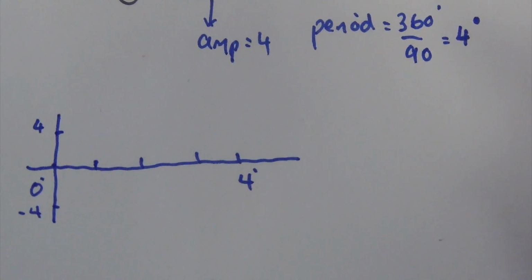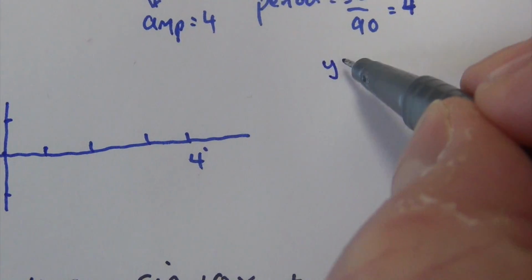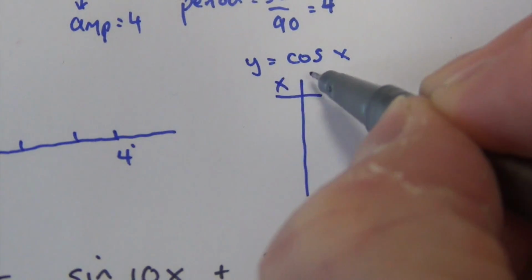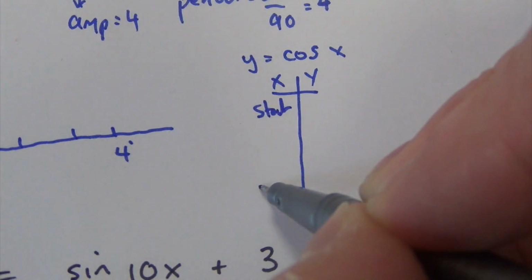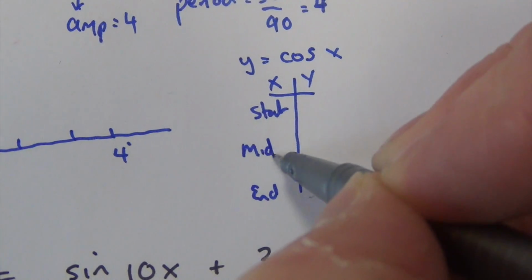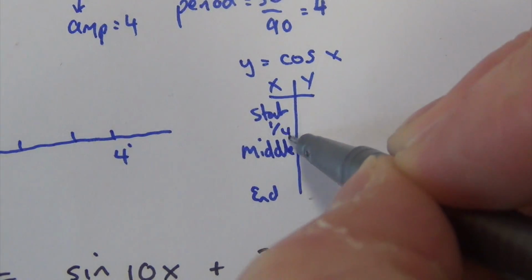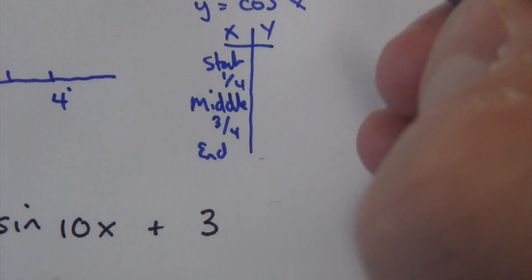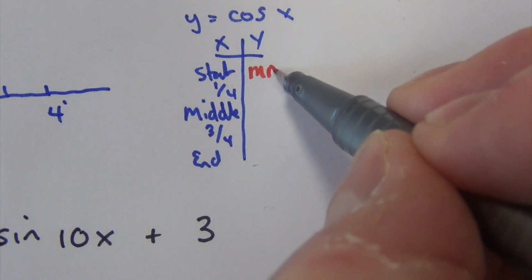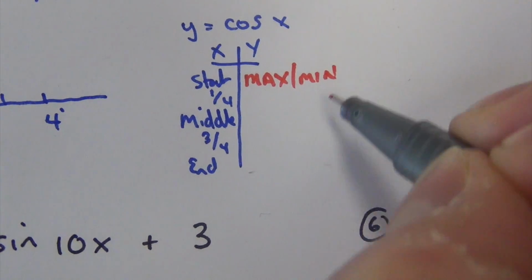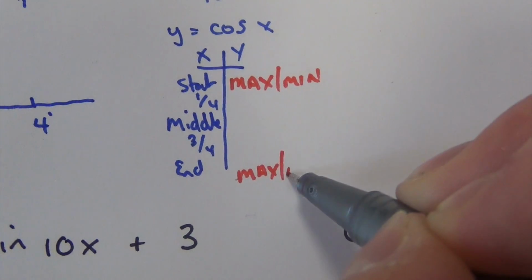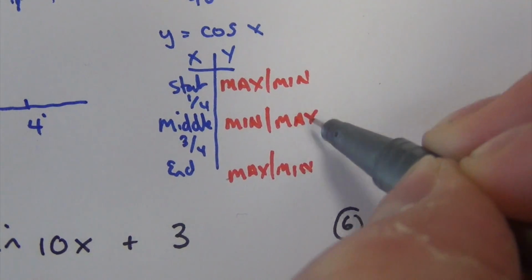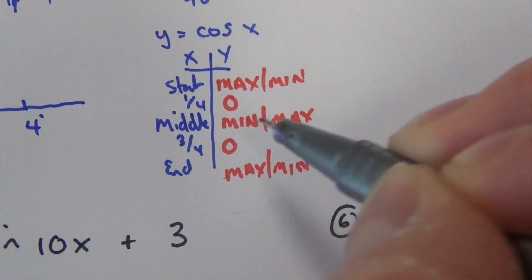So now we need to look at y equals cos x. So we know that for cos x and y, we've got start, end, middle, quarter and 3/4. So we know that for a cos graph it starts max, min, and it finishes max, min. The middle's the opposite way, min, max, and then the quarter and 3/4 are 0 and 0.